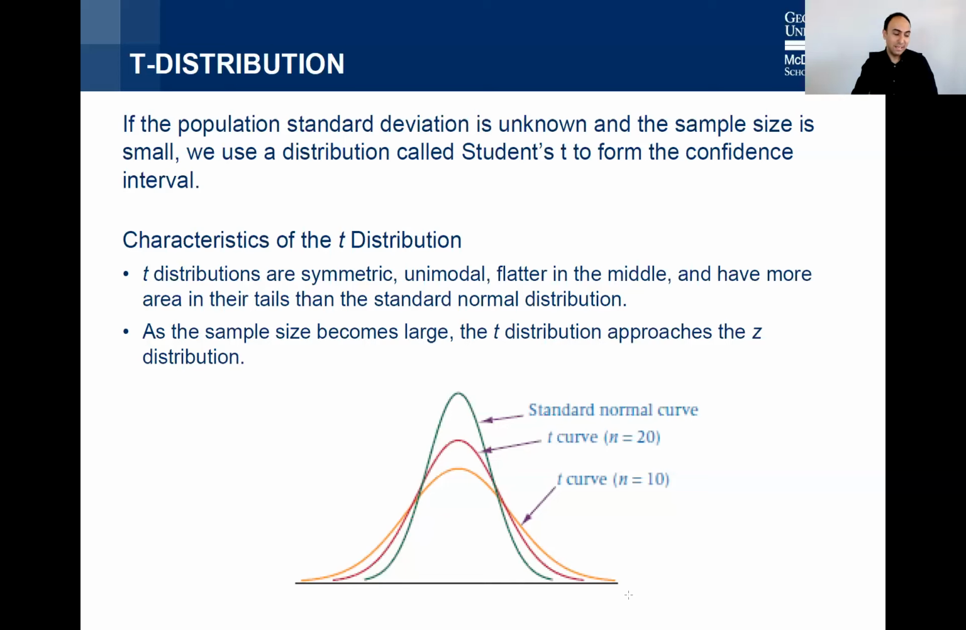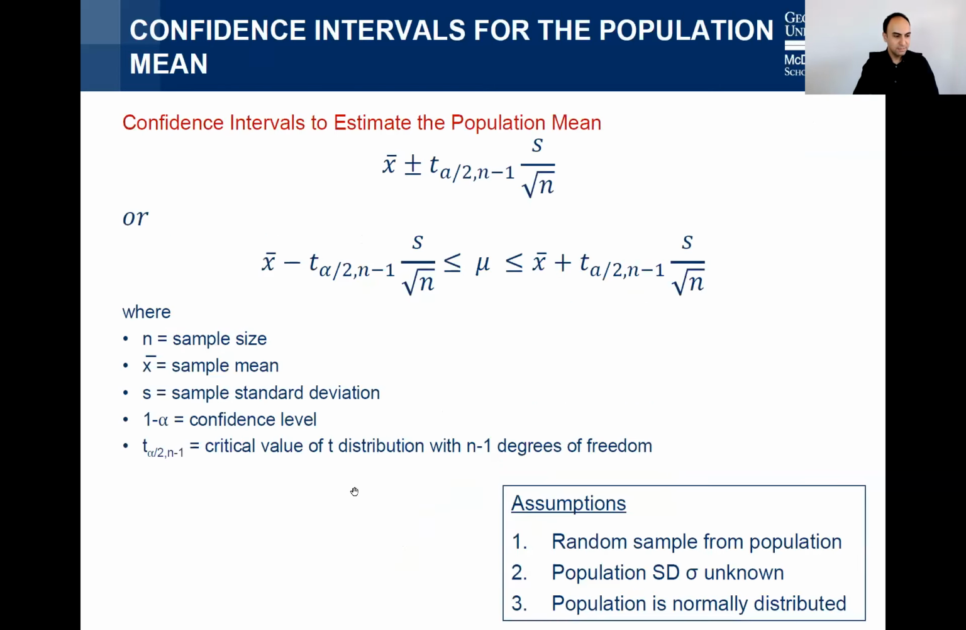So indeed, a t-distribution with infinite sample size or a very large sample size is identical to the normal distribution. Why talk about this a lot? Because we'll be using t-distributions for building confidence intervals. So this is the confidence interval formula. Let's understand what it means.